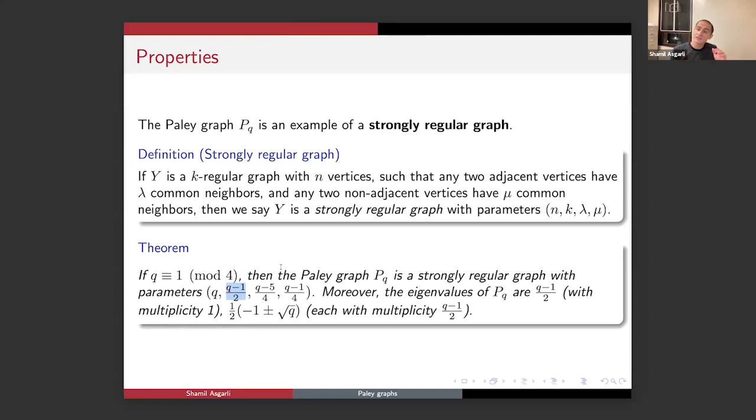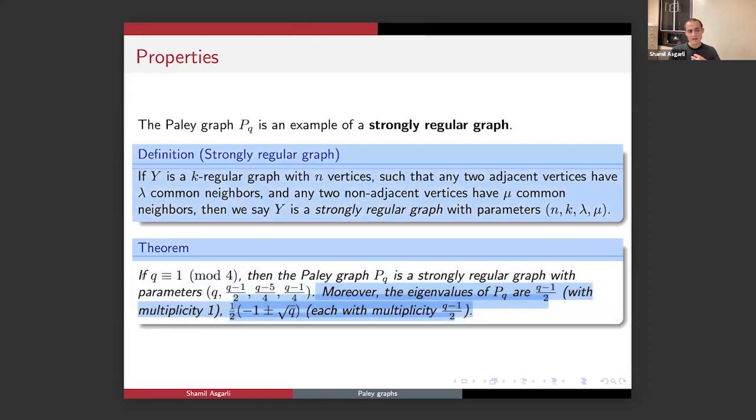So this is a (q minus 1) over 2 regular graph, and it takes a bit more computation to understand that any two adjacent vertices in the Paley graph in fact share (q minus 5) over 4 common neighbors, and any two non-adjacent vertices share (q minus 1) over 4 common neighbors.